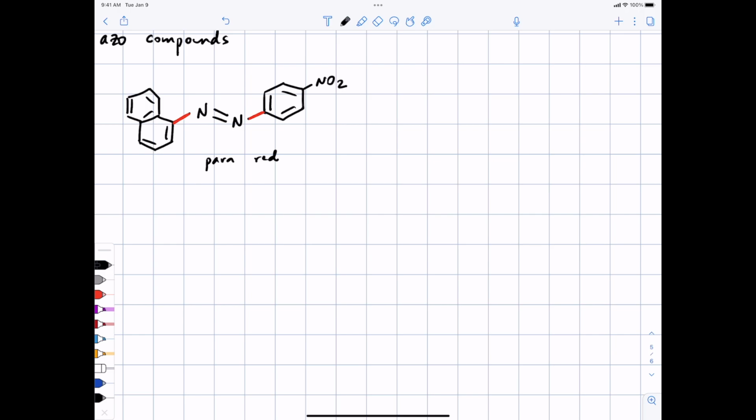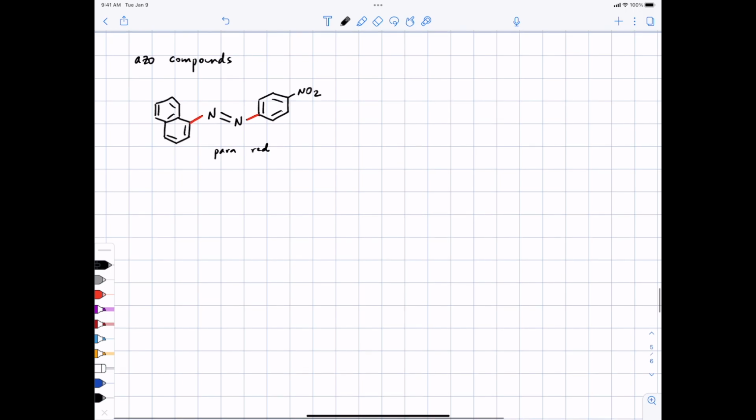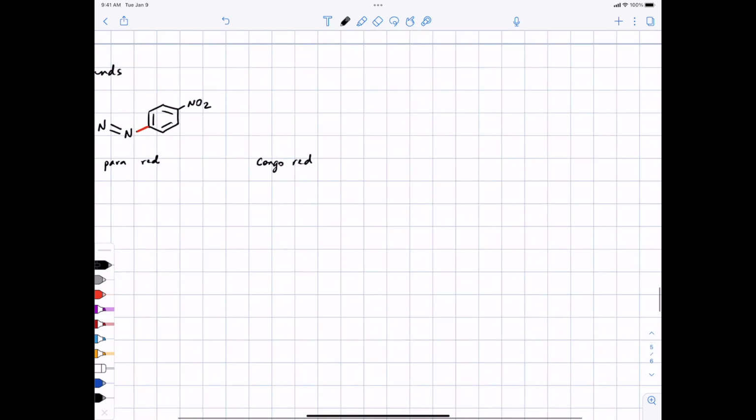There is another that you may occasionally have heard of. It's sometimes used, I think, as an indicator, called Congo red. And this is a weird one. You've got two different azo groups linked by a same central, what's called biphenyl linker.